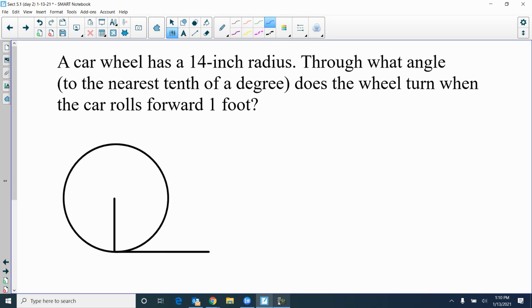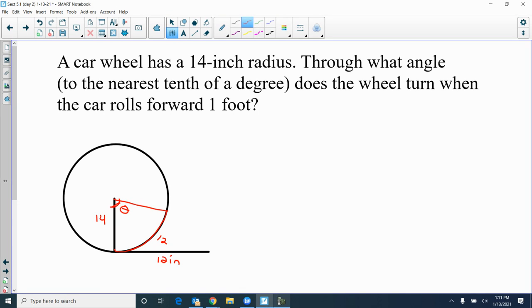Okay, when the car rolls forward 1 foot, you physics people are going to be a lot better at this, you have to make sure your units are the same. So you can't have 14 inches and a foot. So I'm going to make this 12 inches. It rolls forward 12 inches. That is equivalent to the arc length, because it's traveling along the circumference. So that right there will be 12. We know the radius is 14.